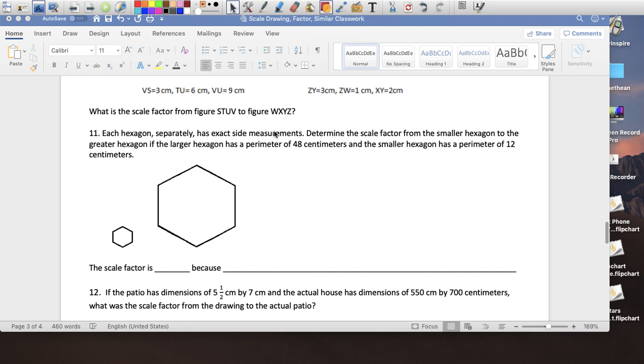11. Each hexagon has exact side measurements. Determine the scale factor from the smaller, so we're going from smaller to big. If the larger hexagon has a perimeter of 48, well, 1, 2, 3, 4, 5, 6. So if it's 48 and divided by 6, it means that every side is 8. The small one has a perimeter of 12. So again, it has 6 sides, 1, 2, 3, 4, 5, 6. And 12 divided by 6 is 2. So each side measures 2.